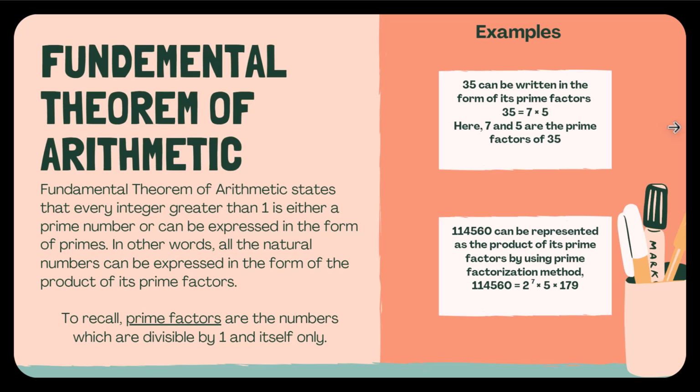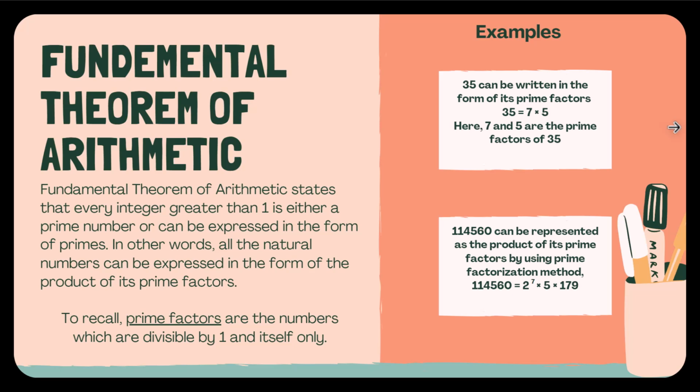The fundamental theorem of arithmetic states that every integer greater than 1 is either a prime number or can be expressed in the form of primes. In other words, all the natural numbers can be expressed as a product of their prime factors. So let's recall what prime factors are.